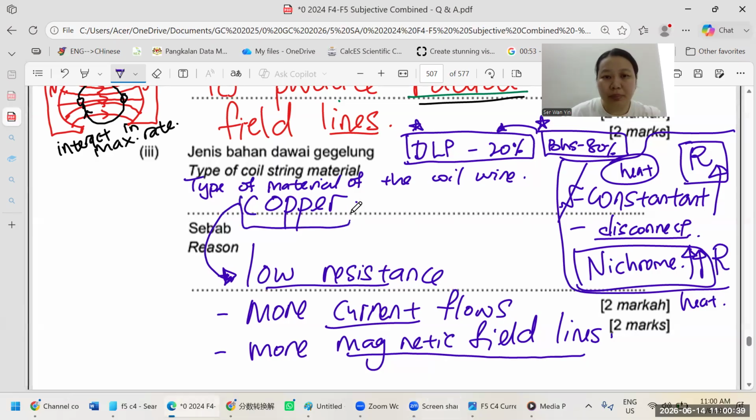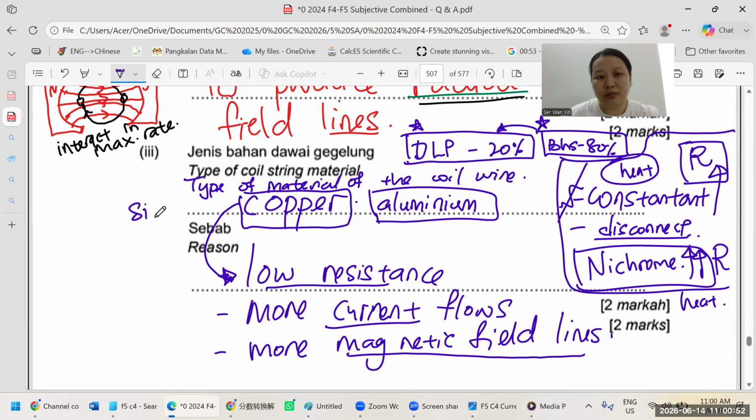Only copper and aluminium are low. But aluminium is not as good as copper. And if we have silver, that is the best. So the resistance of silver is the lowest, then copper, then aluminium. But the problem is that silver is too expensive.